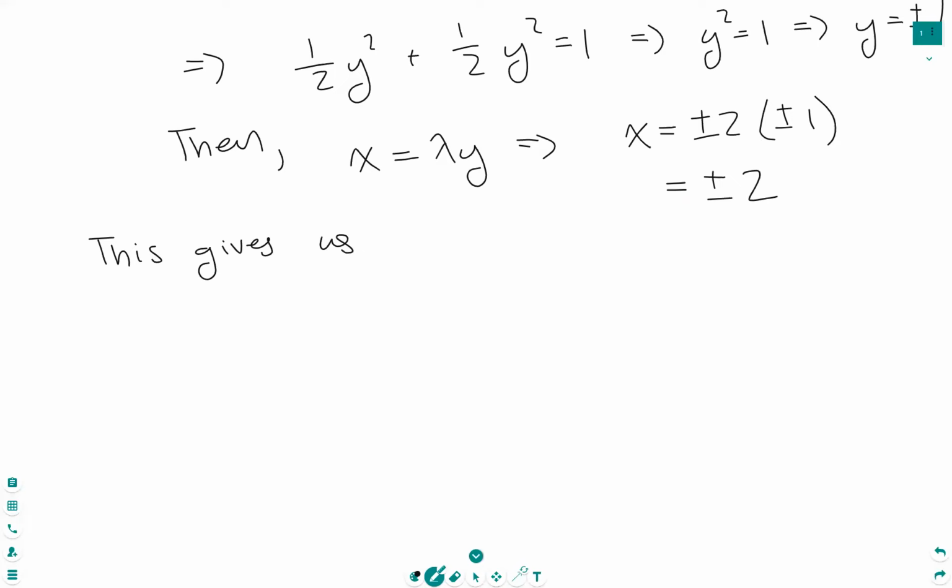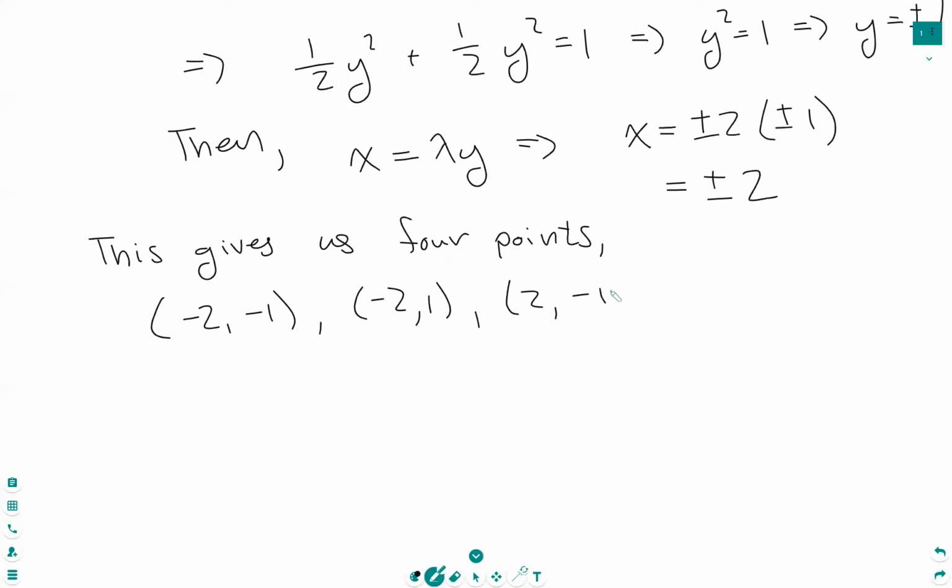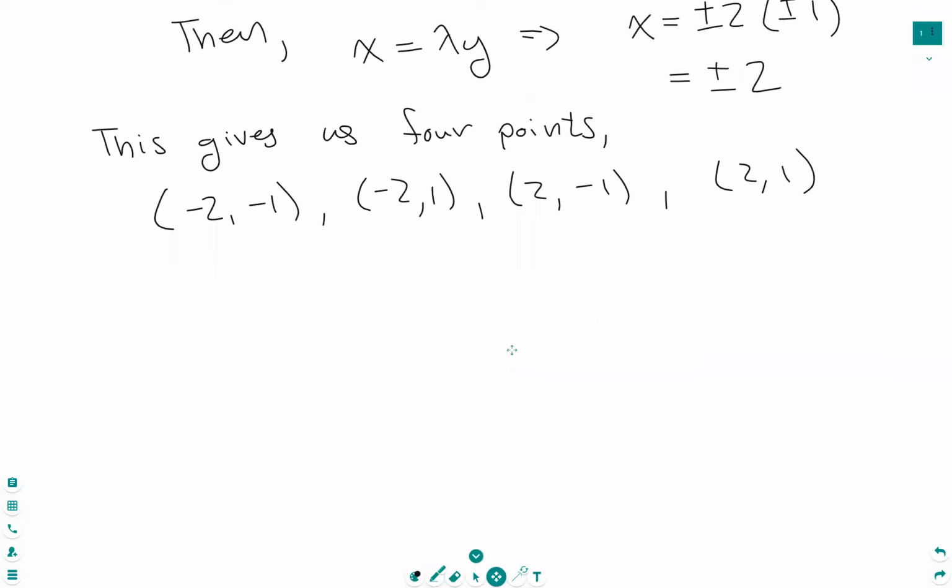This gives us 4 points. So it's really important to make sure we keep that logic. It's all the combinations of these: minus 2, minus 1; minus 2, 1; 2, negative 1; and 2, 1. So these are the 4 points that are the solutions to our system.